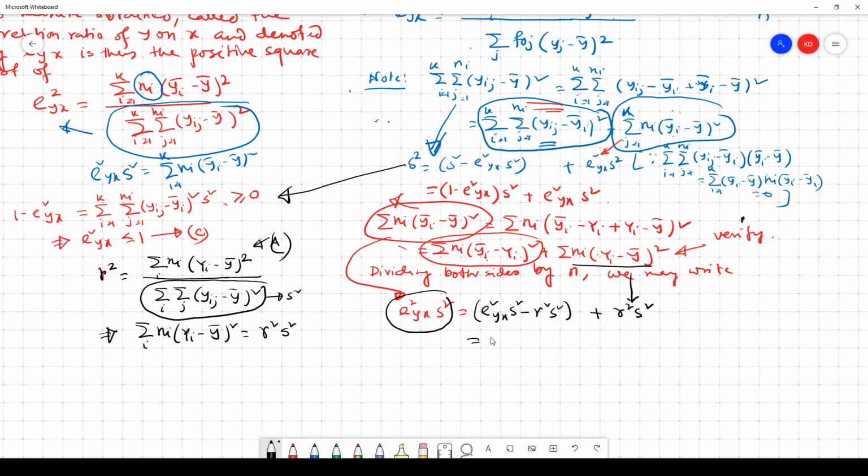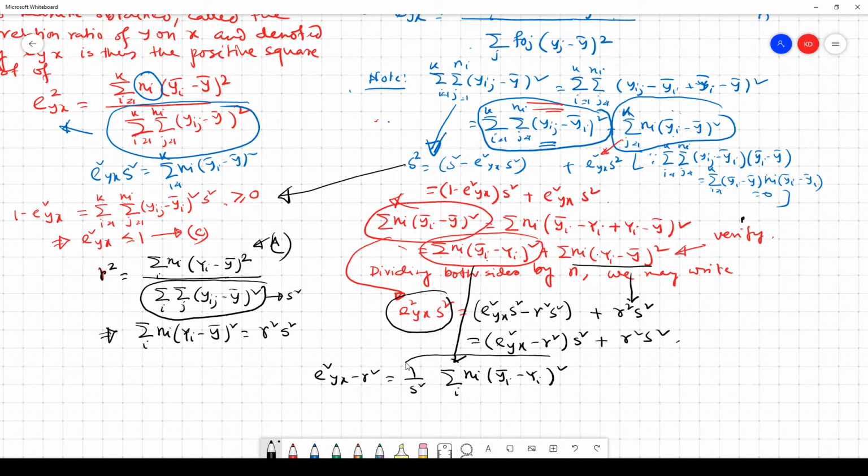So this is equal to e square yx minus r square s square plus r square s square. So therefore e square yx minus r square is nothing but 1 by s square times the sum over i of n i times (small y bar minus capital Yi) whole square. So this is a sum of squares.